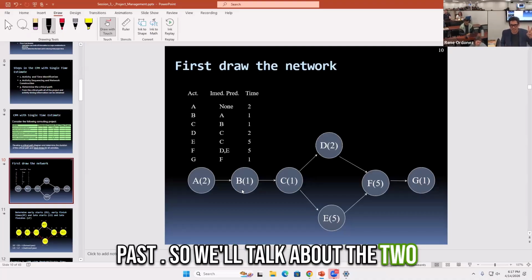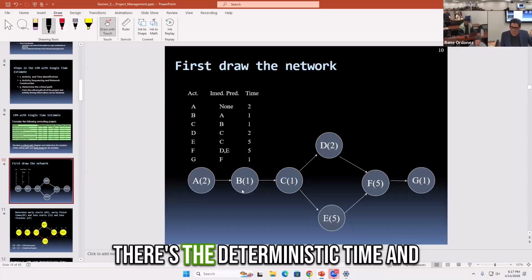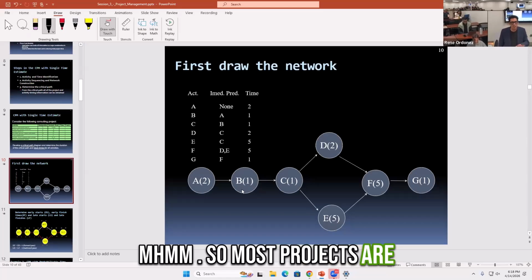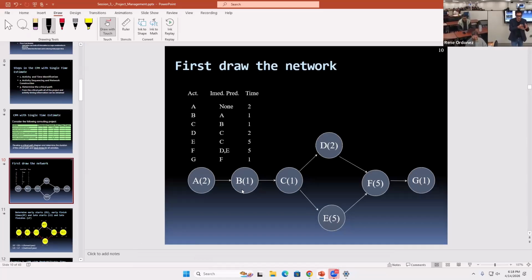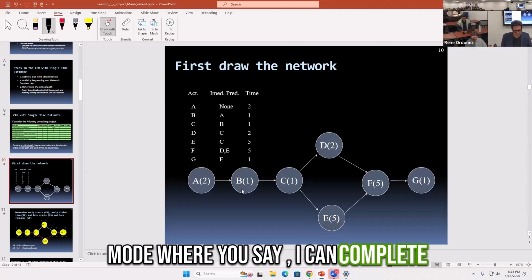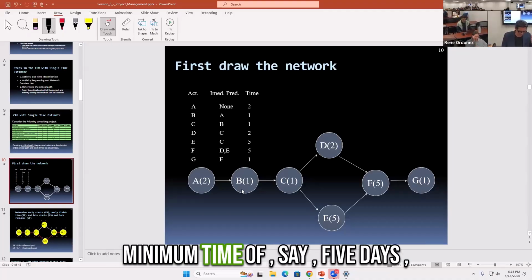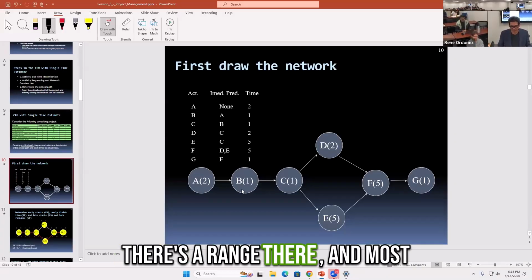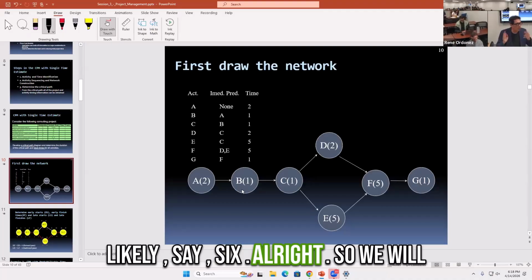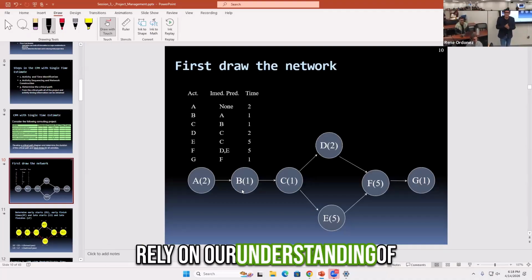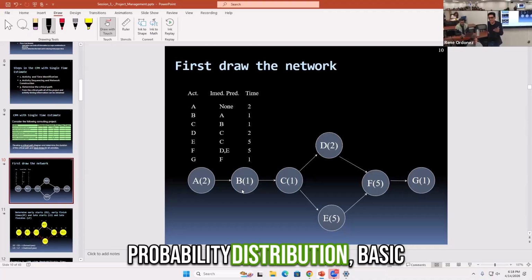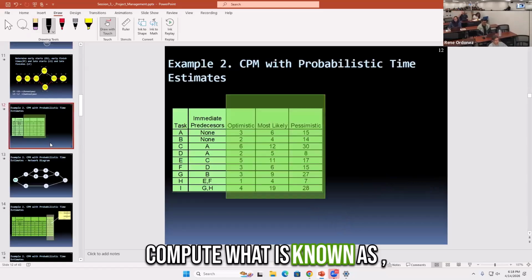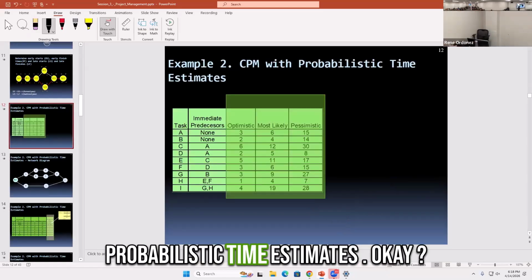So we'll talk about the 2 kinds of time. There's the deterministic time, and then there's the probabilistic time. Most projects are actually in the probabilistic mode, where you say, I can complete this activity in a minimum time of say 5 days, maximum time of 7. So there's a range there, and most likely say 6. We will rely on our understanding of probability distribution, basic normal distribution, where you can compute what is known as probabilistic time estimates.